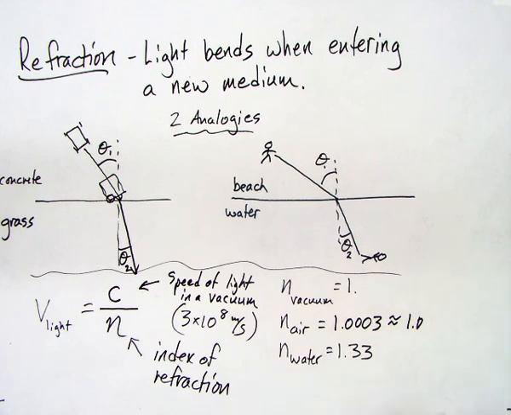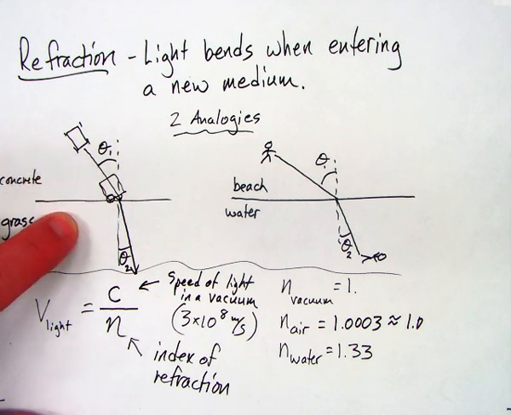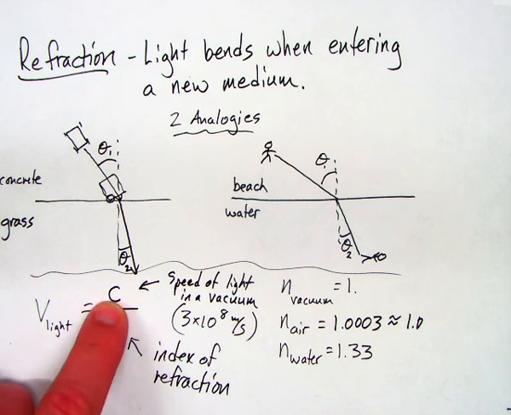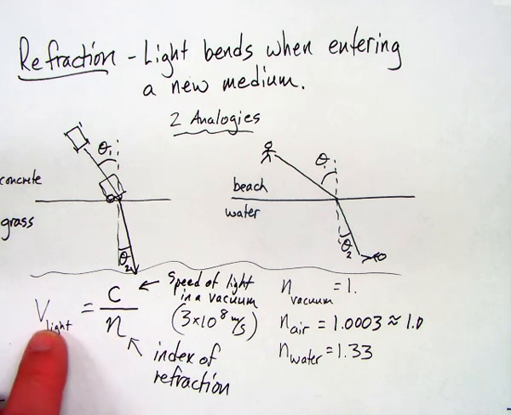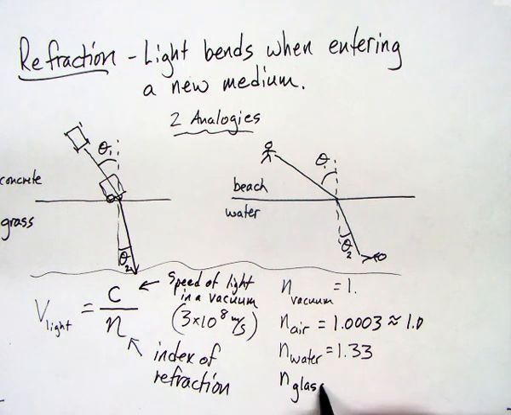1.33. So when light goes from air to water, it slows down by this factor. I can determine the speed of light in water by taking 3 times 10 to the 8th divided by 1.33, and I get some number slightly less, 240 or something like that, million meters per second. Another common one is glass. Now there's lots of types of glass. There's just glass from melted quartz, sand, and so on.